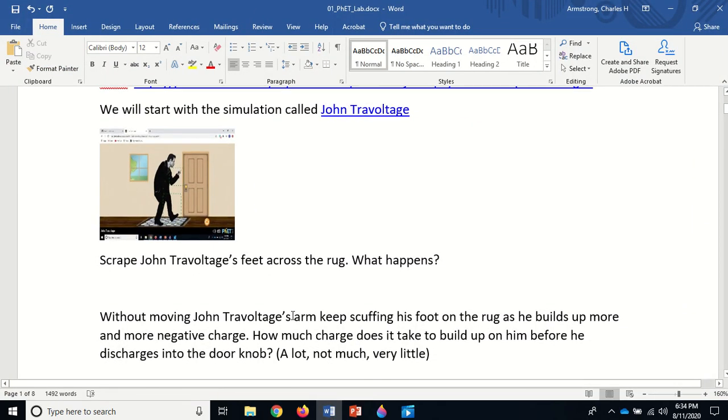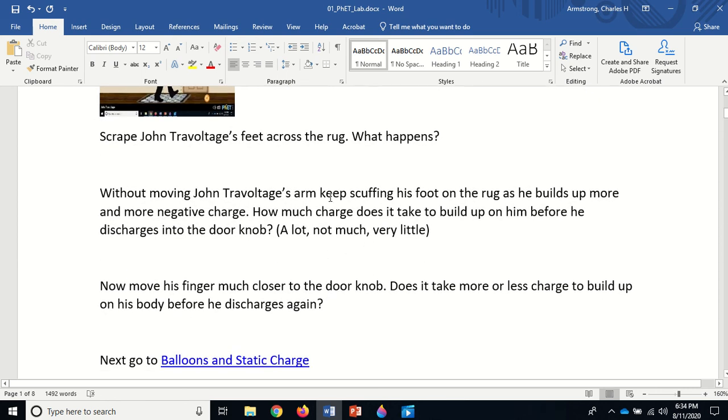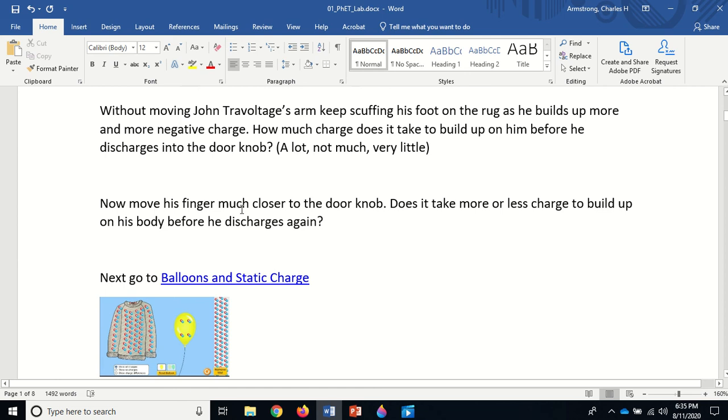Okay, so if we take a look at the questions we had here: scuff John Travolta's feet across the rug. What happens? He gains negative charge. Electrons left the rug and went up into John Travolta. Without moving John Travolta's arm, keep scuffing his foot on the rug as he builds up more and more negative charge. How much charge does it take to build up on him before he discharges into the doorknob? A lot. We had to put a lot on there before it actually discharged. Then we moved his finger closer to the doorknob. Does it take more or less charge to build up on his body before he discharges again? It took less once he was a little bit closer.